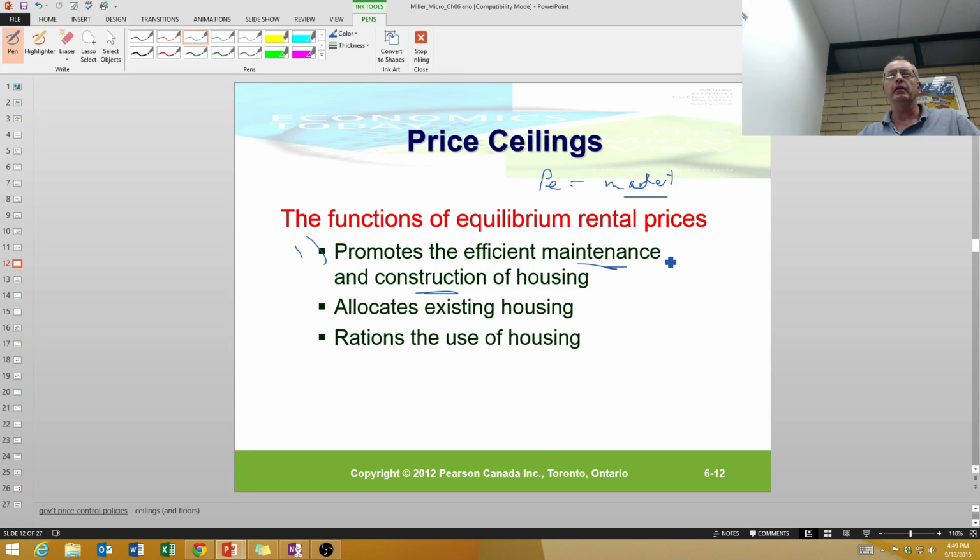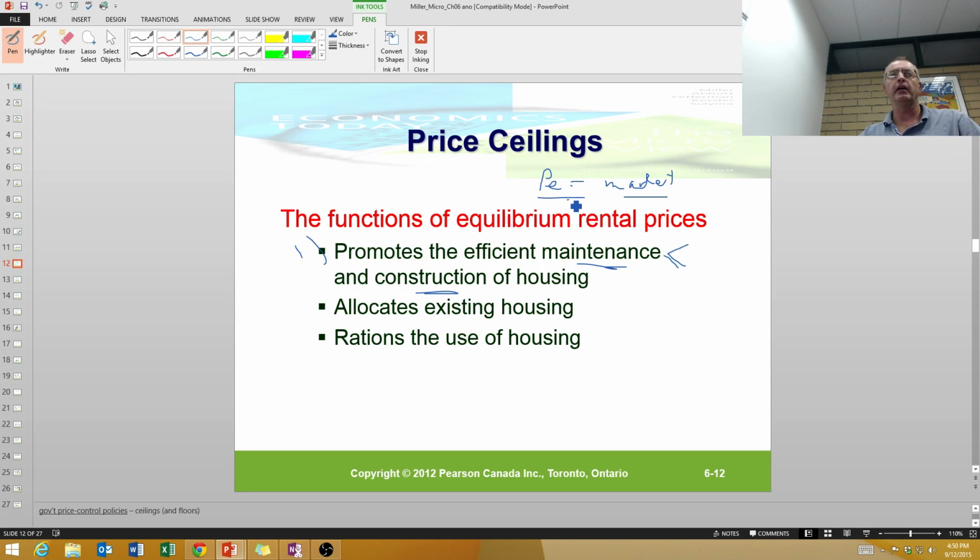Because if landlords are making enough money, then they can afford to maintain the place. But if the price ceiling keeps the rental price too low, then landlords will say, hey, I don't have enough money to maintain the place. Therefore, I'm going to reduce the amount of maintenance that I do. So the free market price encourages maintenance work.